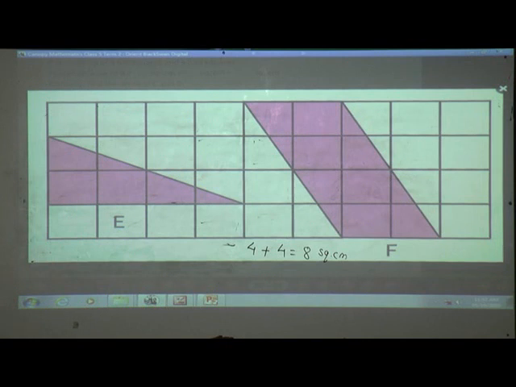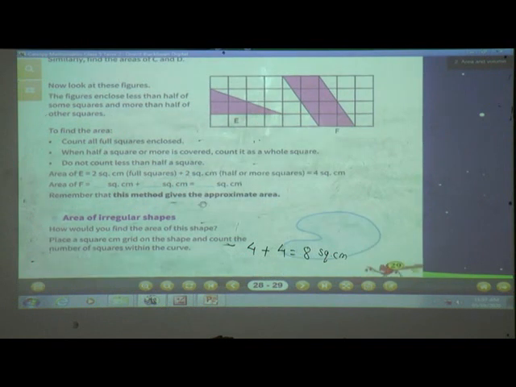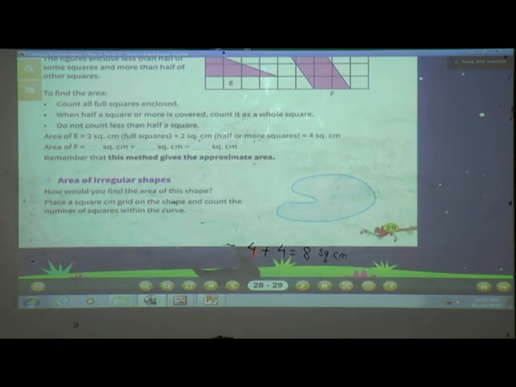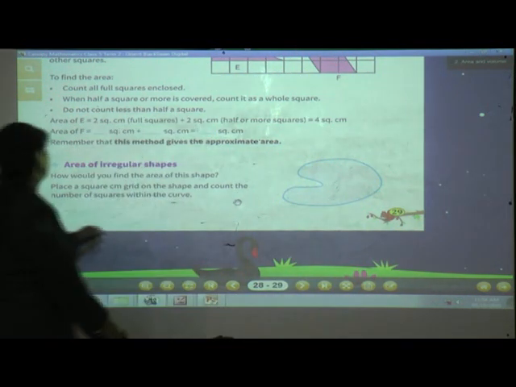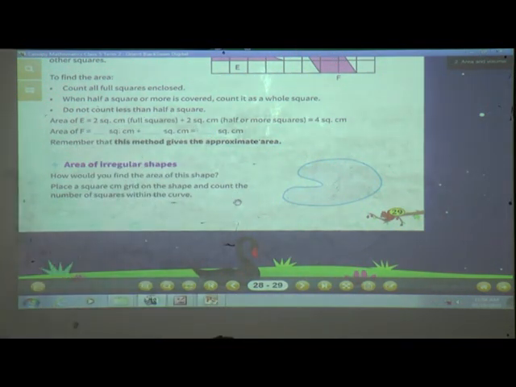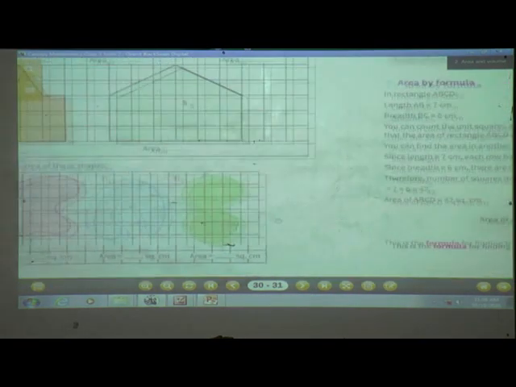Now, we'll see the next one. Area of irregular shape. Just now we studied that method. Remember that this method gives the approximate area. This method gives approximate area. So now we will see area of irregular shapes. How would you find the area of this shape? Yes. For that, place a square centimeter grid on the shape and count the number of squares within the curve. We will see on the next page. Here.